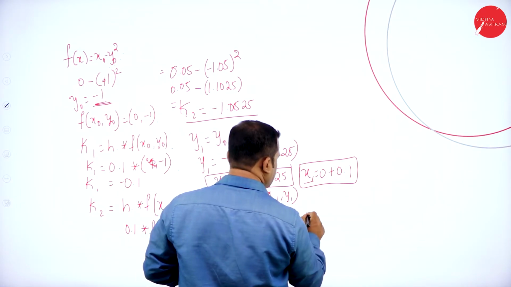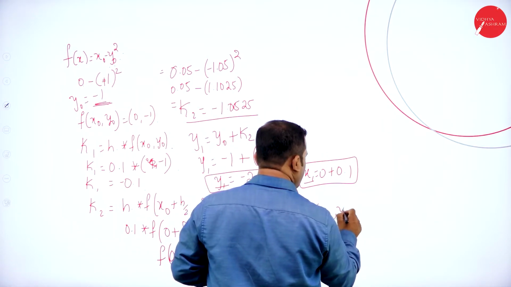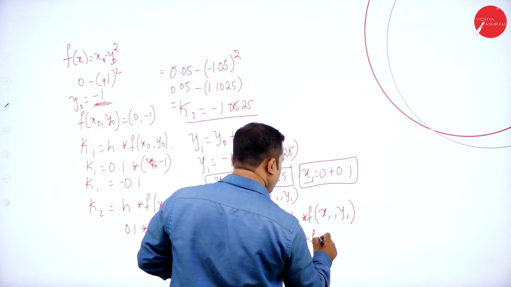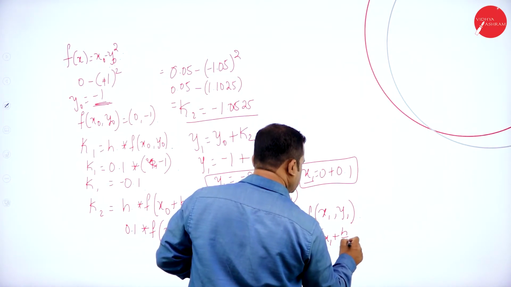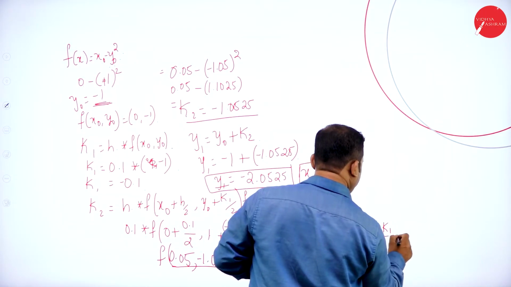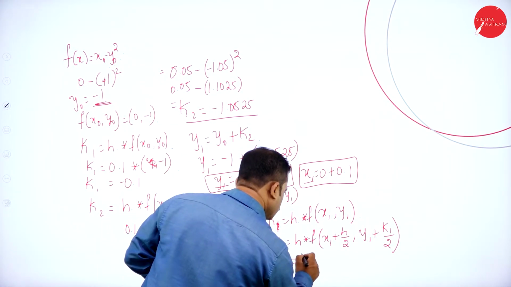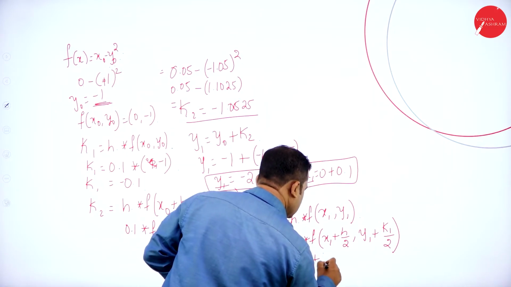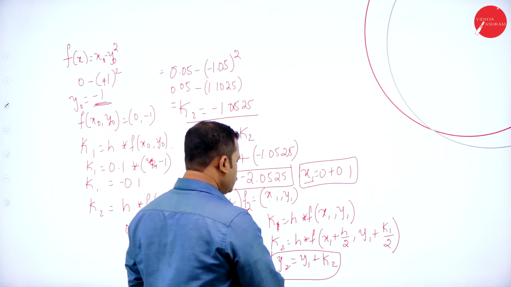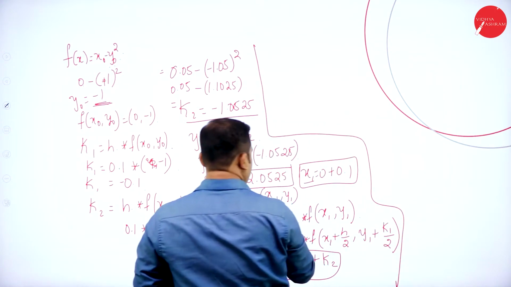K1 is equal to h into f of x1 comma y1. Now K2 is equal to h into f of x1 plus h by 2 comma y1 plus k1 by 2. This gives me the value of K2. Then y2 is equal to y1 plus K2. This gives me the value of y2. So this is the formula I have formulated to find out the value of y2. If that is the case, let me take you into the details of it now. What is the value of K1?